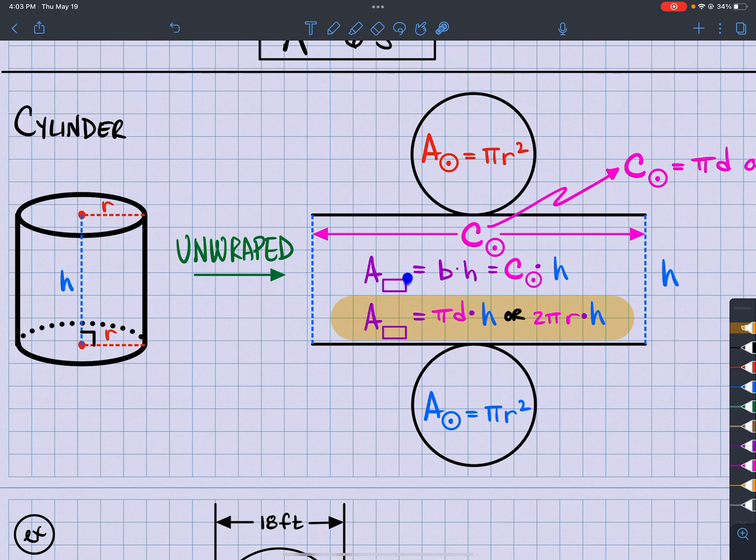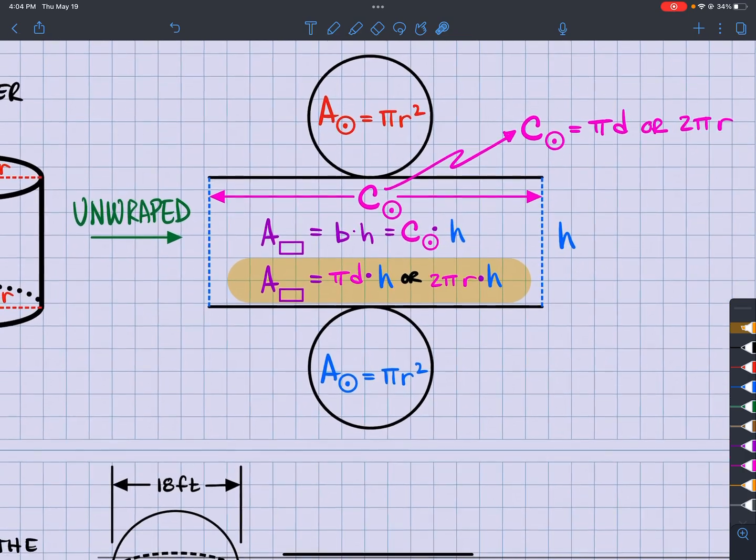So since I know that area is equal to base times height, I know that base is going to be the circumference of a circle times the height of that cylinder. So from there, I can either have it as pi d times h or 2 pi r times h. Of course, plus this, okay?